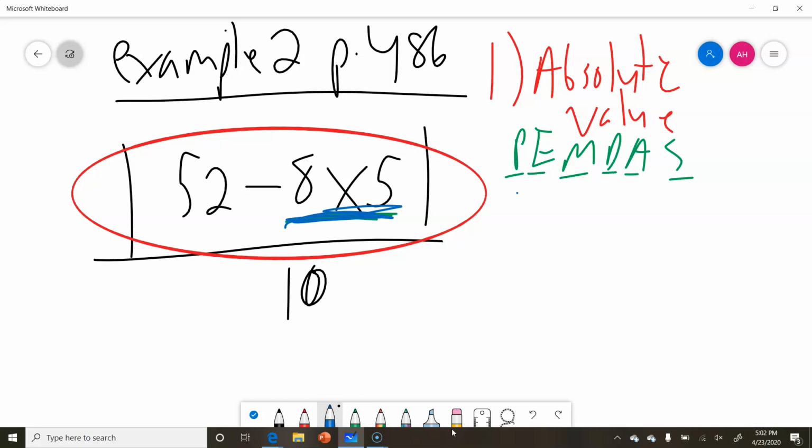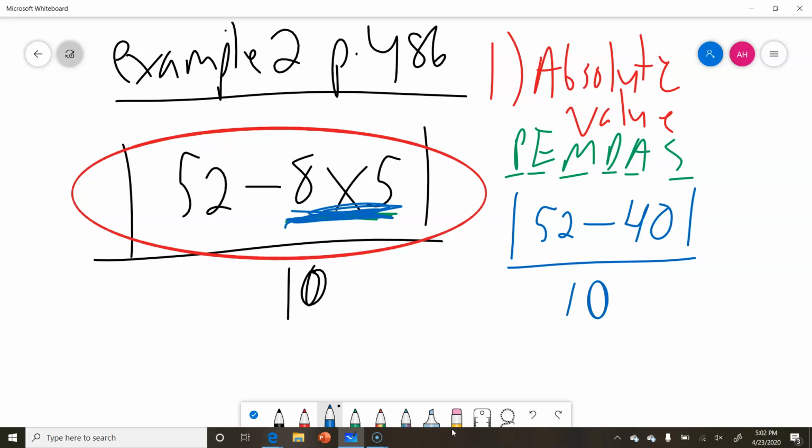So I have to rewrite this now. Absolute value of 52 minus 40. 8 times 5 is 40. And I keep the absolute value sign. Now I come down here and do what is 52 minus 40?